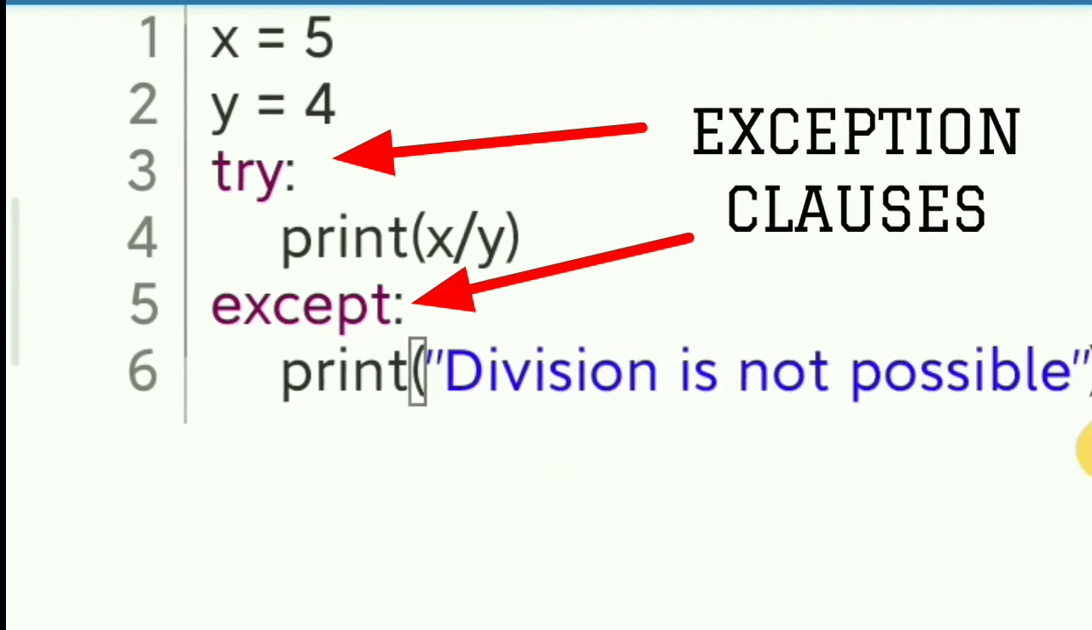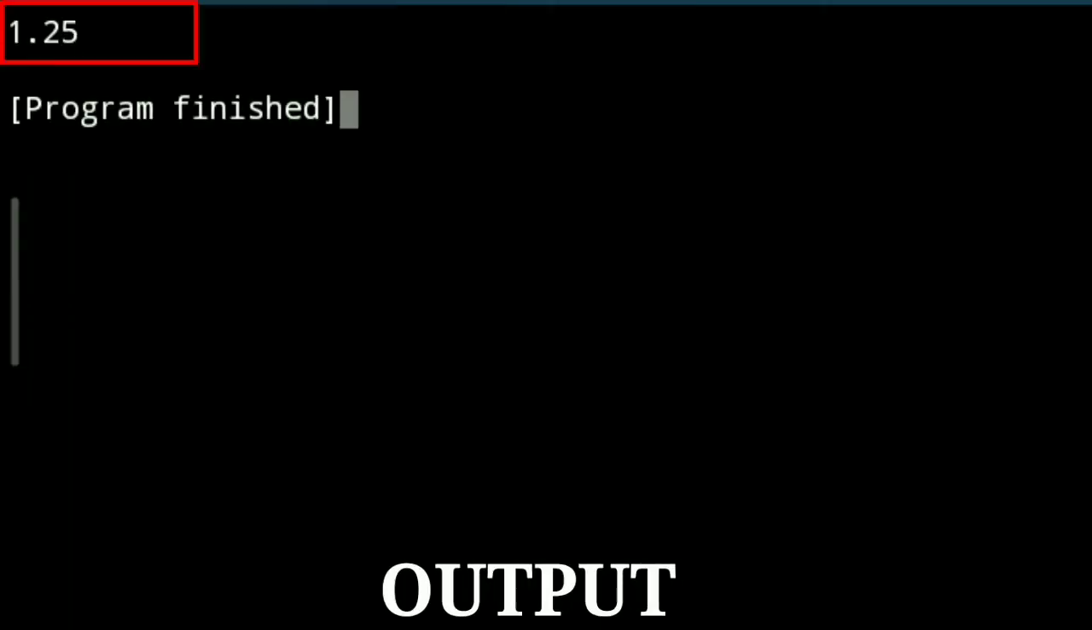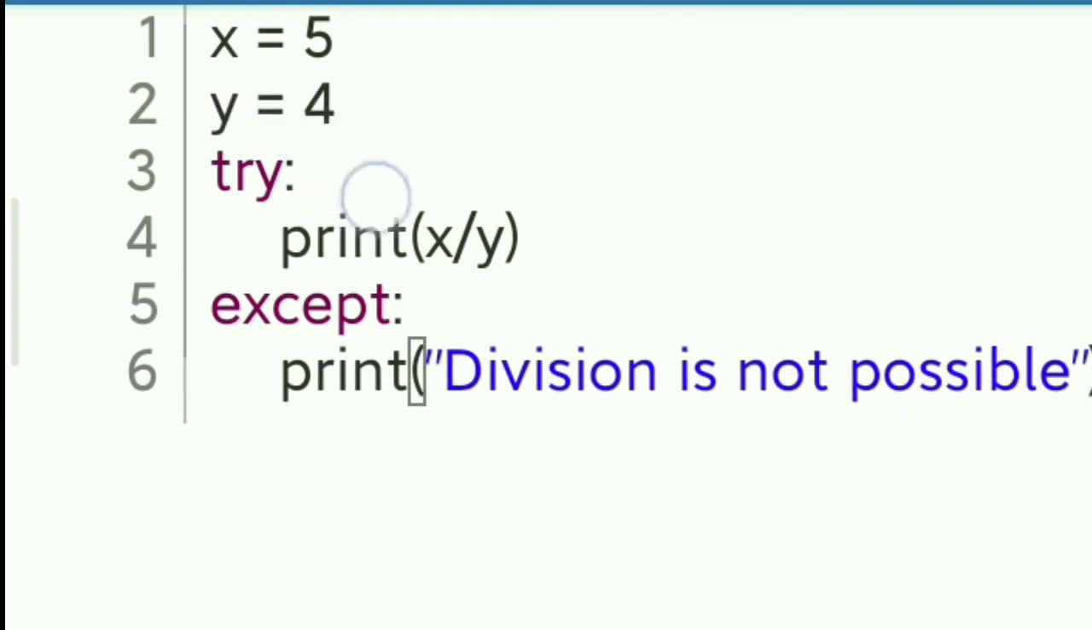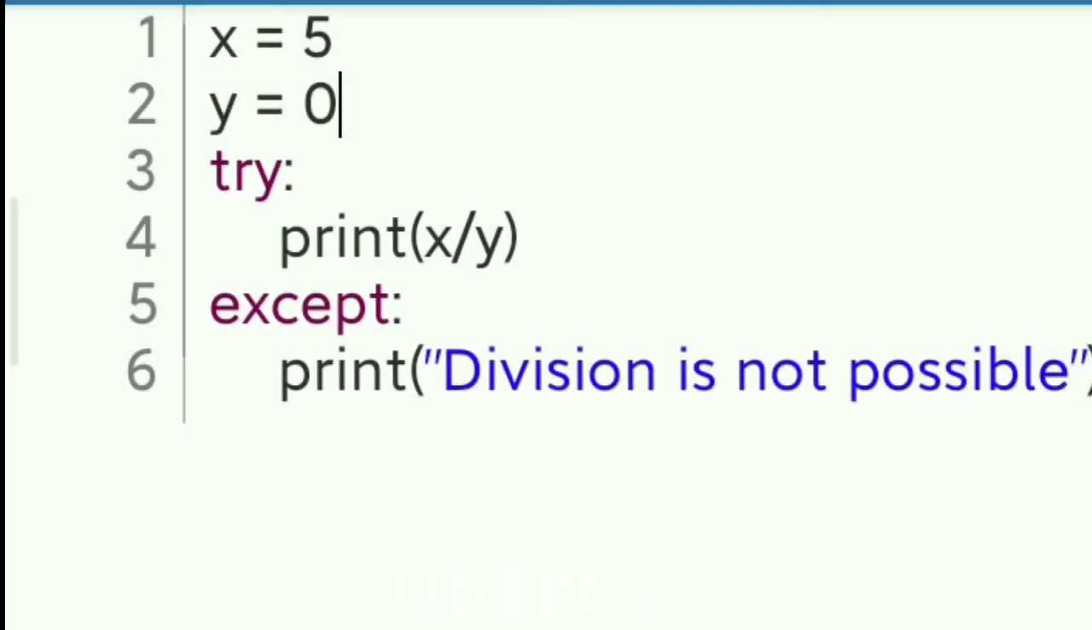If we run the code, it will divide 5 by 4 and give the output 1.25. Let us change 4 to 0. We know that we cannot divide any number by 0. It will show in the except block: division is not possible.